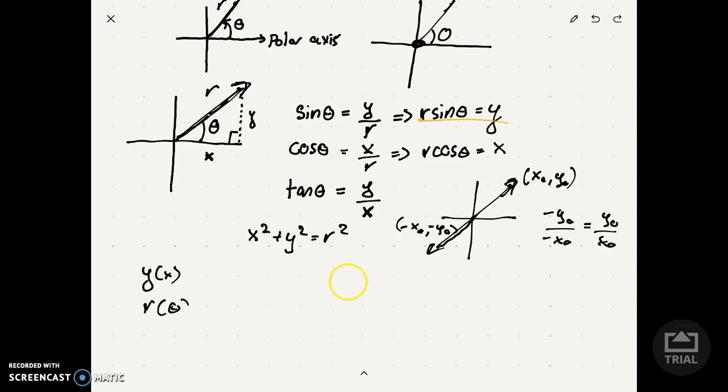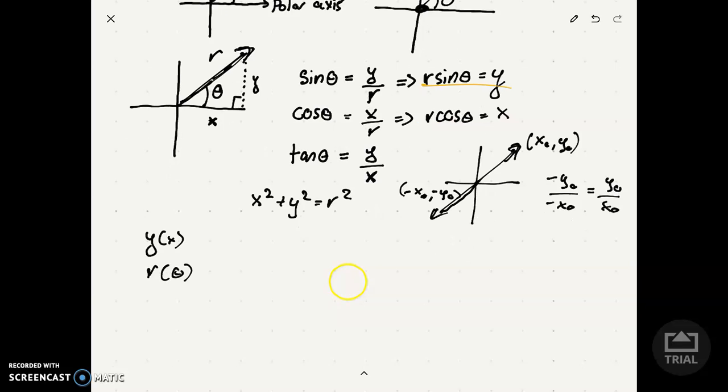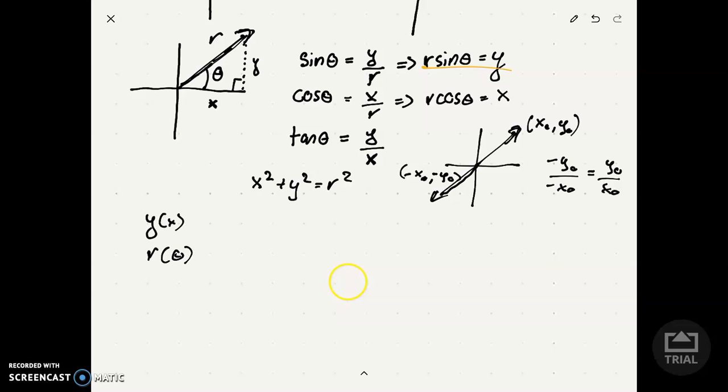And then once we have these functions, radius as a function of theta, we can start differentiating, and we can start integrating and solve the standard calculus problems of derivatives and integrals, and to find slopes and areas.